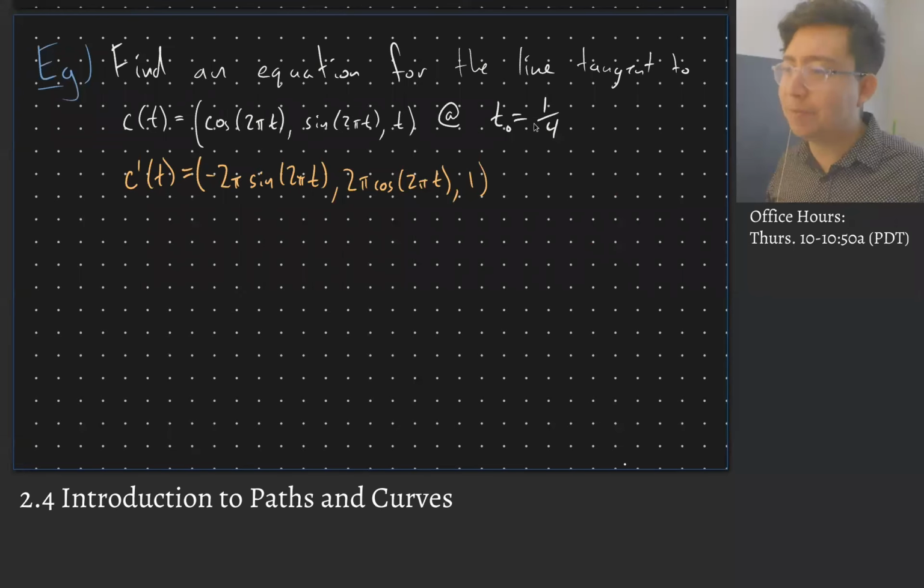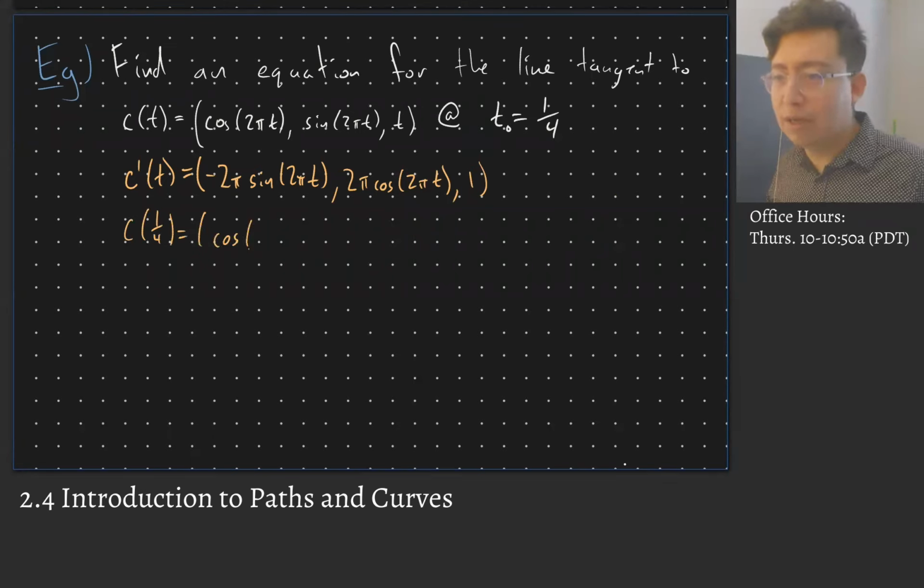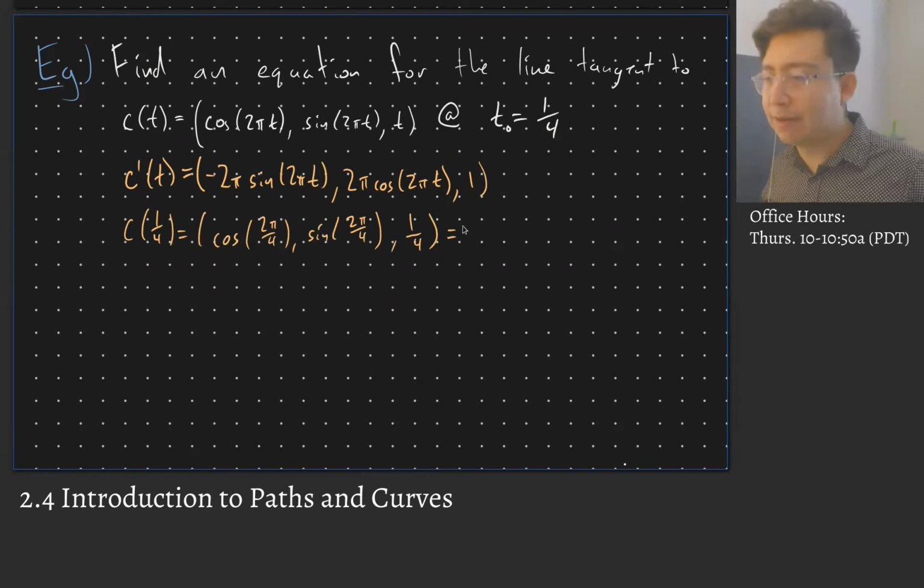And now we want to look specifically at c of t sub 0. So c of 1/4 is equal to cosine of 2 pi over 4, sine of 2 pi over 4, 2 pi over 4, and then 1/4. So cosine of 2 pi over 4, that's cosine of pi over 2, so that's 0. And then sine of pi over 2 is 1. And then the 1/4 doesn't go anywhere.